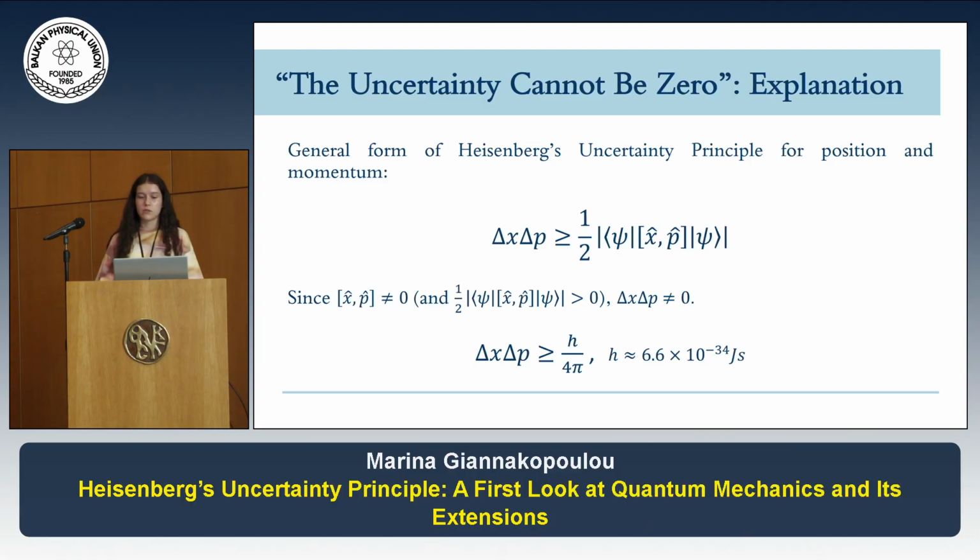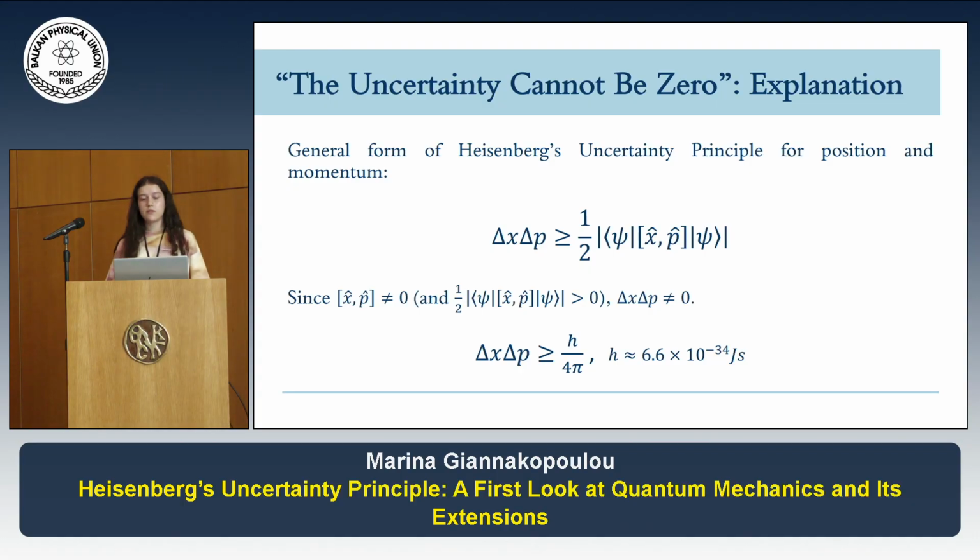Psi represents the state of the system, and between the two psi's you can see the commutator of x and p. Since position and momentum do not commute as we saw before, their commutator is non-zero, which is why the second part of the inequality is non-zero too. And because it is also positive, as we will see later, delta x and delta p cannot be zero.